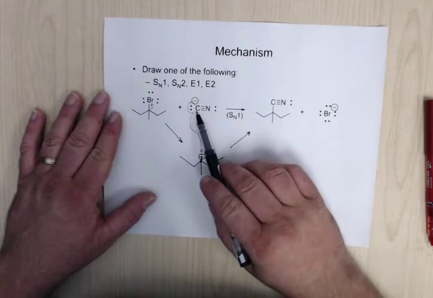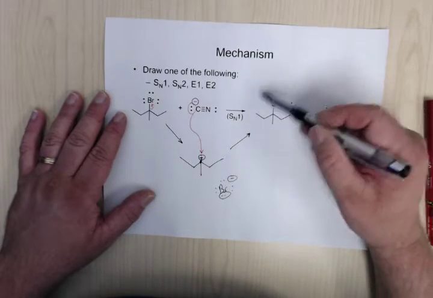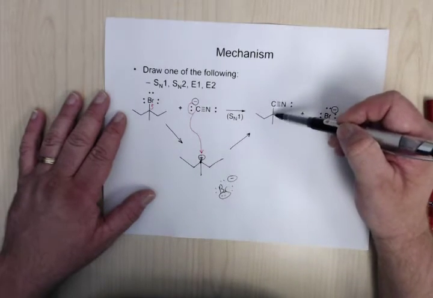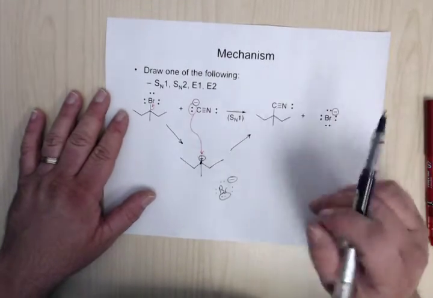So how did I know it's going to be the carbon attack and not the nitrogen? Well, just look at the product. So we're making a new carbon-carbon bond, not carbon-nitrogen. So I am going to give you the product.